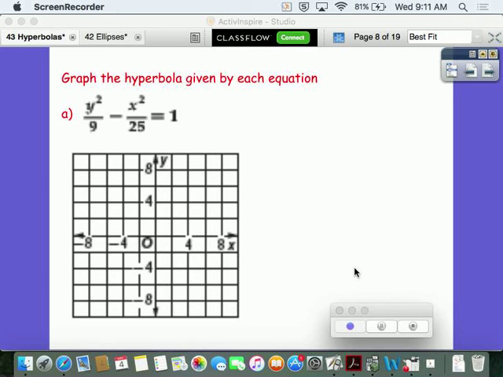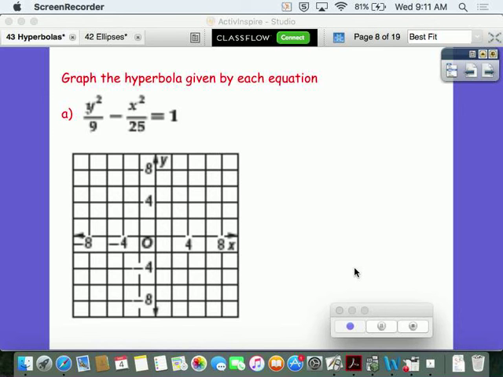So in this very first example we're going to graph the hyperbola given by the equation. And for a few of them, because we're going to graph like 5 of them, we'll find all the information so you guys can get the practice. Some of them I'll just say graph, do not find everything. But for this one, what is the center of this hyperbola?